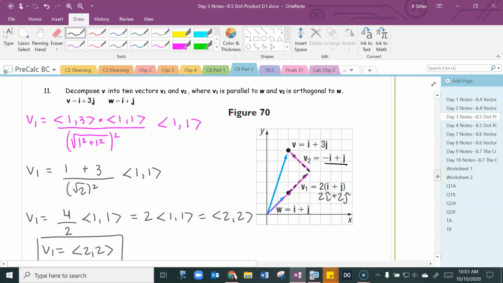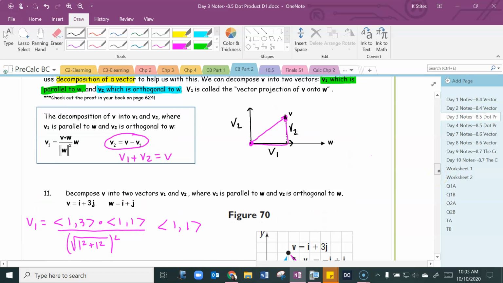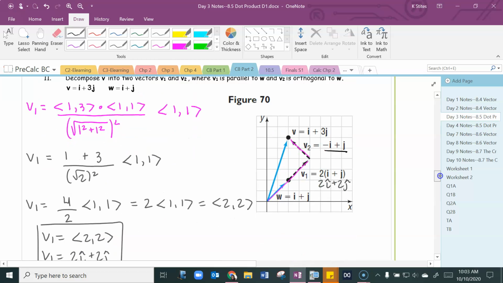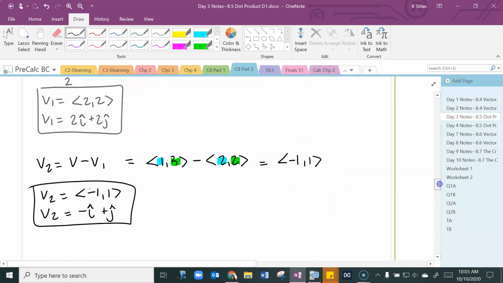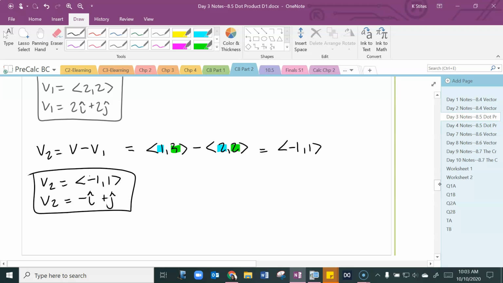All right, so that's it. Again, don't worry about having to draw the picture. You are going to do this more probably in physics as well as Calc 3. For right now, just worry about being able to do these formulas and be able to manipulate these vectors to get your answer. So V1 and V2 is all we need.